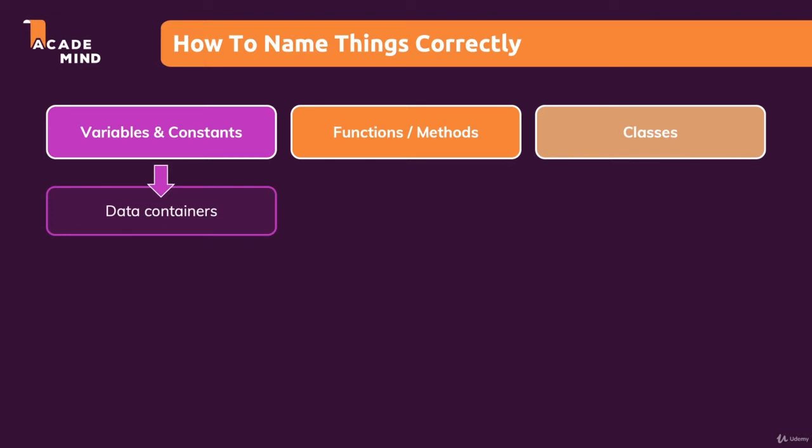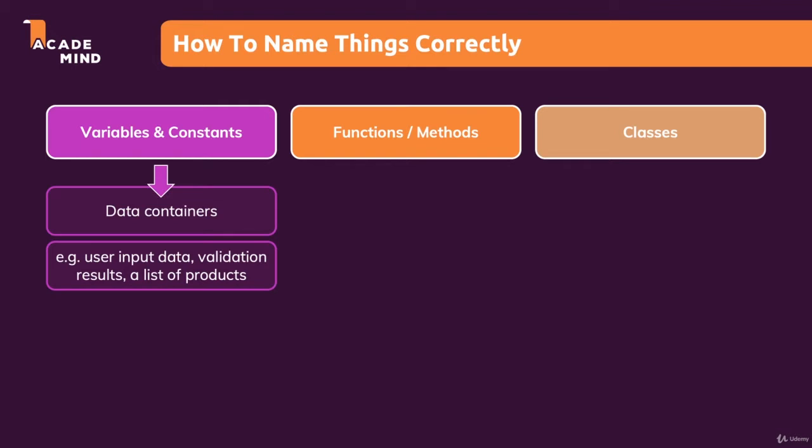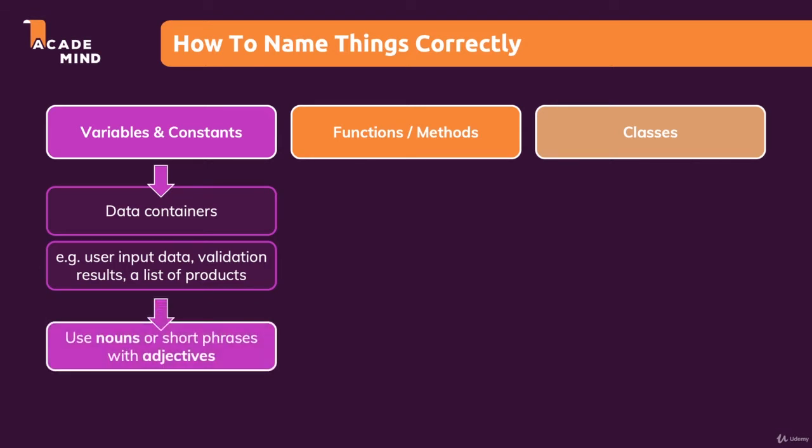That could be some data entered by a user, for example in a web application. That could be the result of validating that user input. It could be a list of products, a single product, anything like that. Here, for the names of these variables, constants, and properties, we typically want to use nouns or short phrases with adjectives which describe what's inside of the data container.